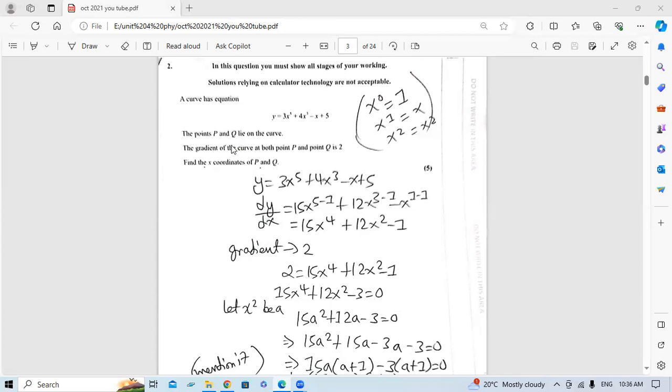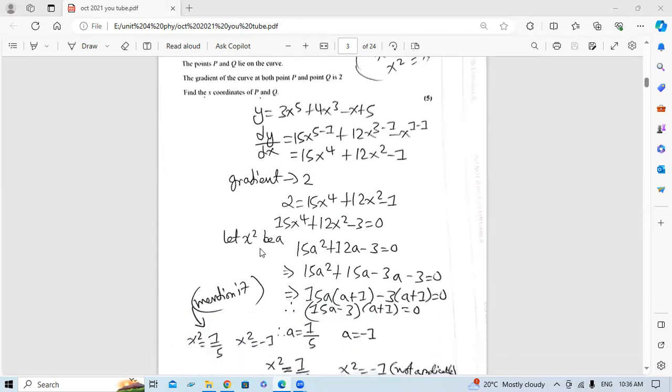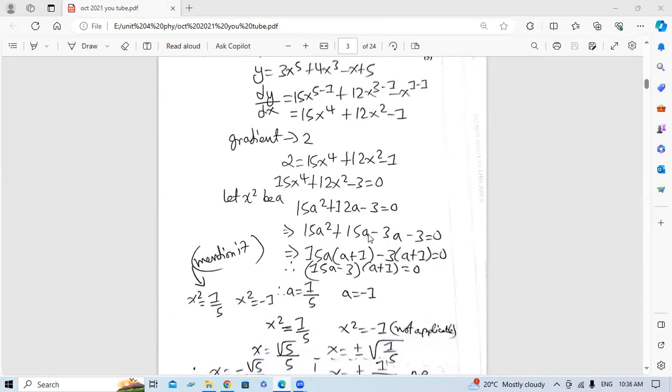And it is given in the question that the gradient of the curve at both point P and point Q is 2. So when the gradient is 2, 15x to the power 4 plus 12x squared minus 3 will be 0. Over here, we can let x squared be a, which gives 15a squared plus 12a minus 3 equals 0. So 15a squared plus 15a minus 3a minus 3 equals 0.